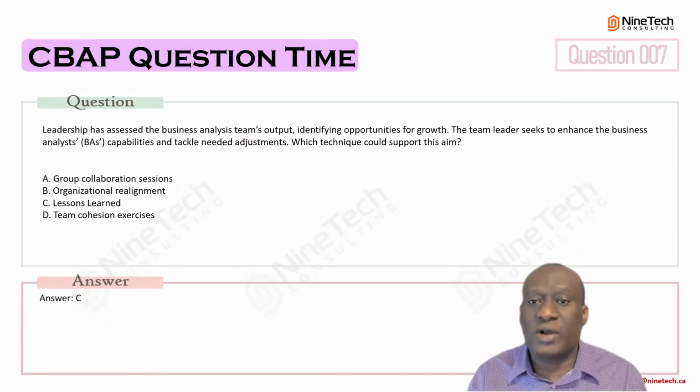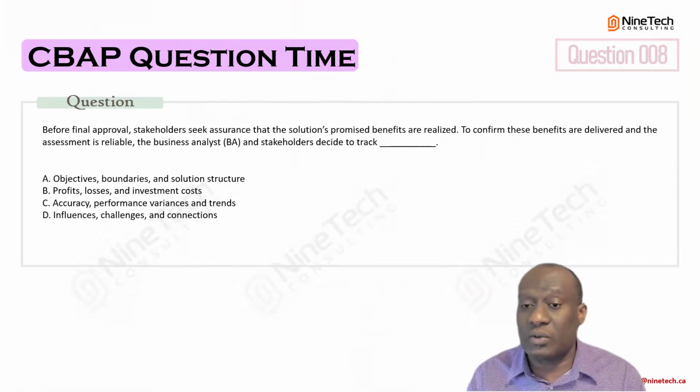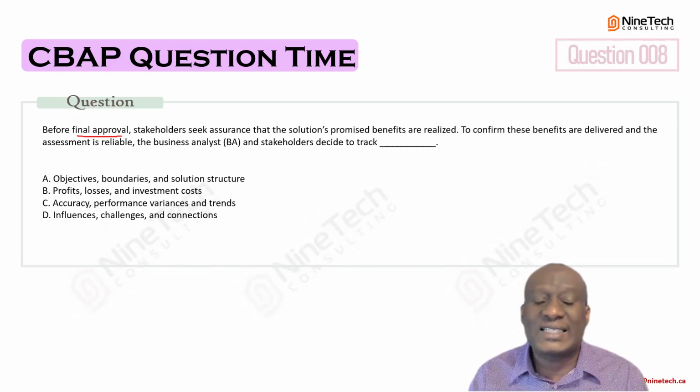Well done for coming this far. Let's look at the eighth question. We are going to 10 questions, so let's look at the eighth one. Before final approval, stakeholders seek assurance that the solution's promised benefits are realized. Okay, before approval, the stakeholders want assurance that the benefits will be realized. Confirm these benefits are delivered and the assessment is reliable. The business analysts and stakeholders decide to track. So, what are you going to track to assure that these benefits will be delivered?